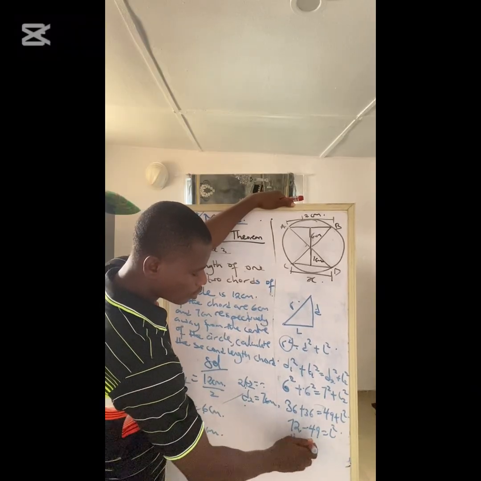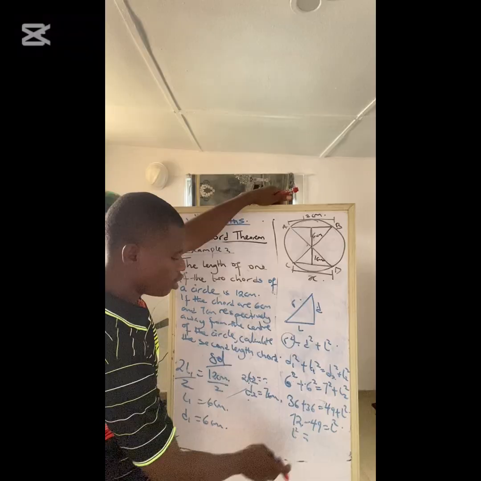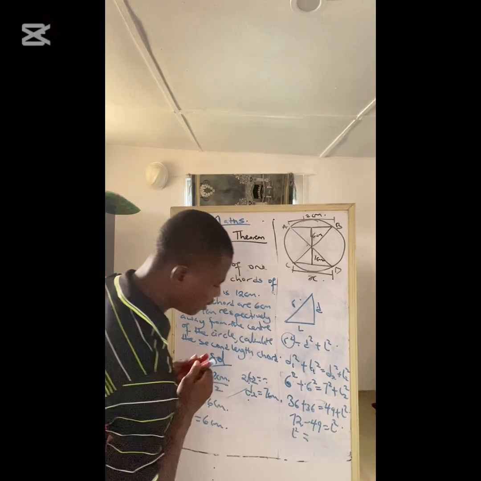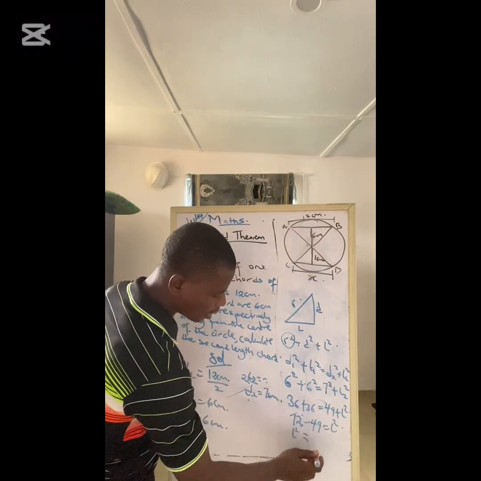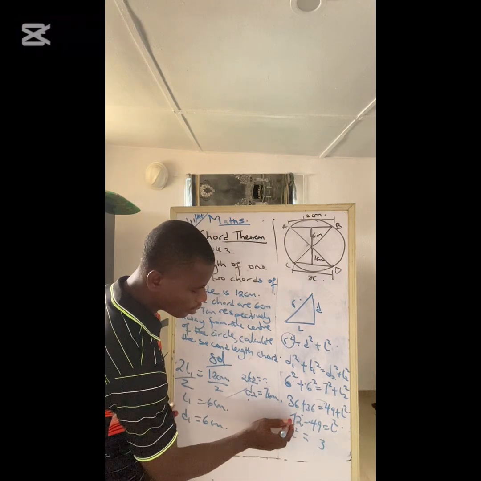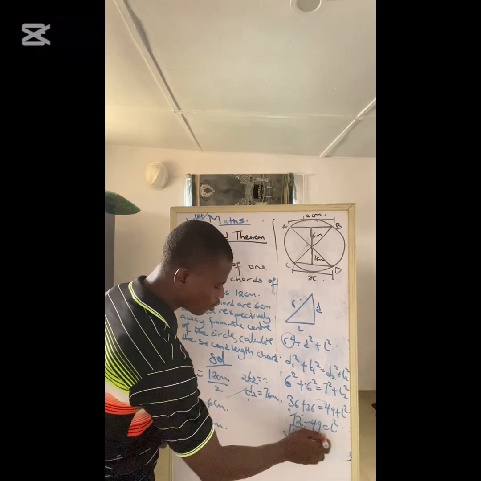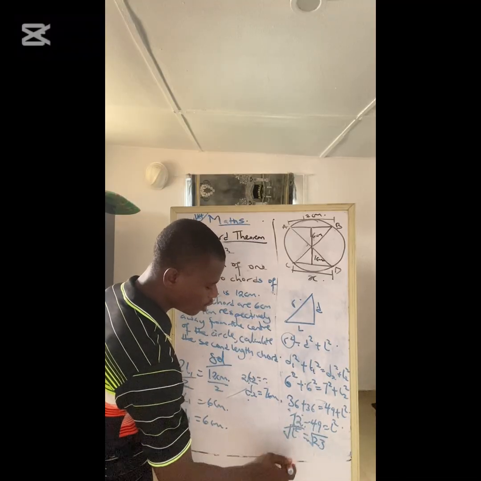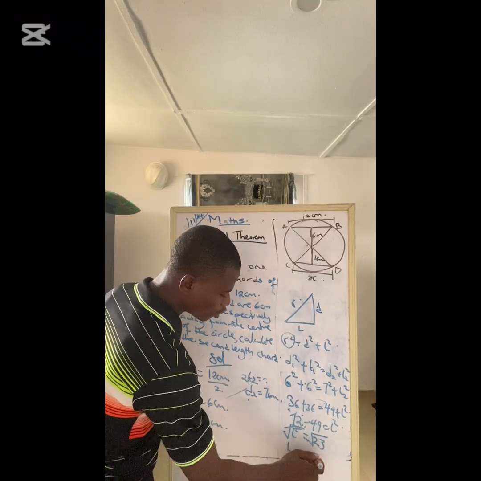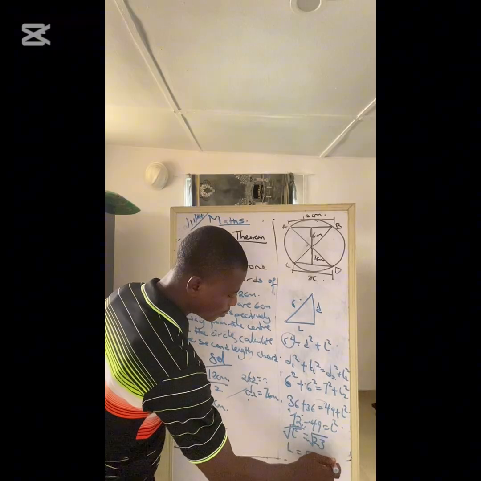So L squared is equal to 72 minus 49. Take the square root of both sides, this cancels this. L is equal to the square root of 23 centimeters.